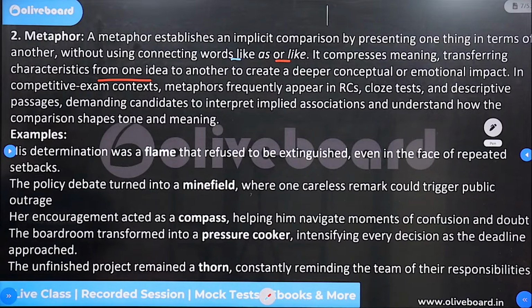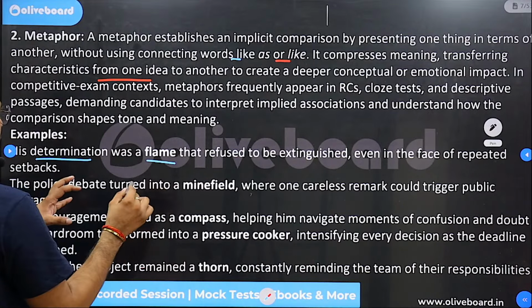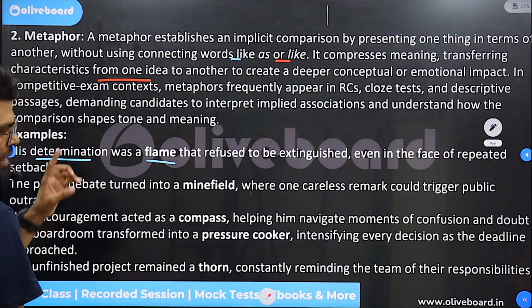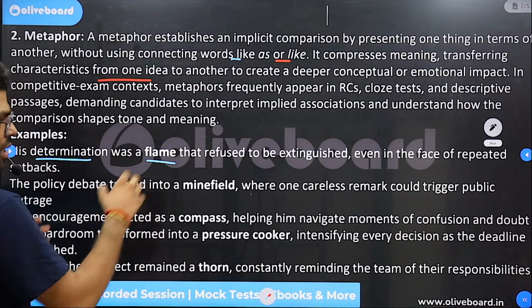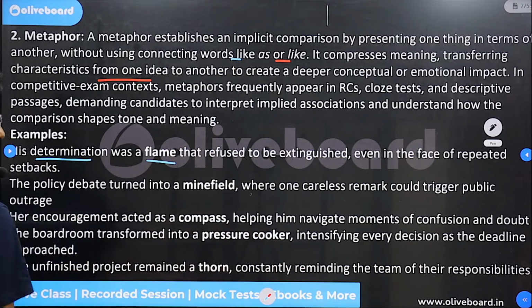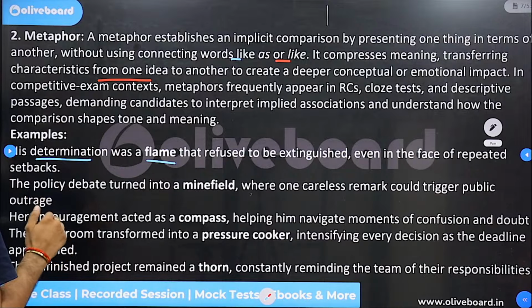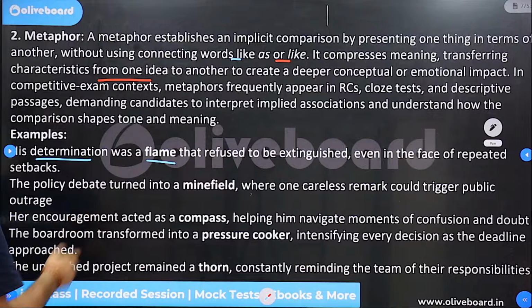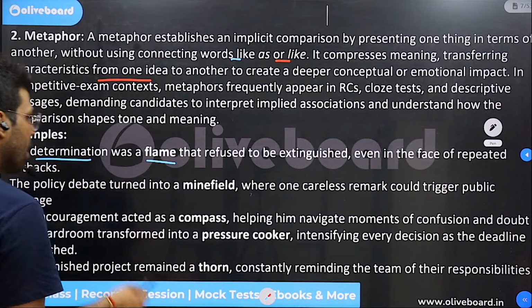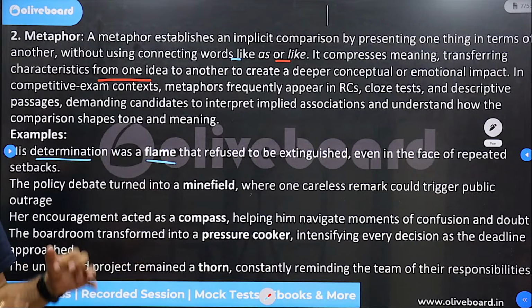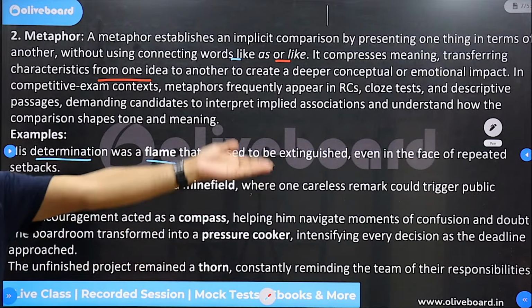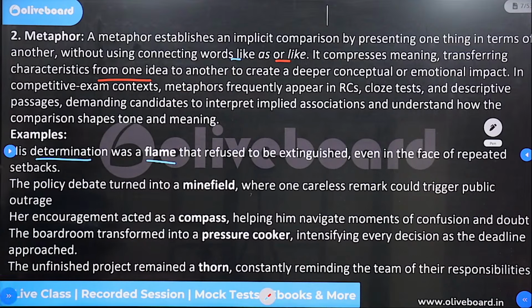Feel this. His determination was like a flame, simile. Because determination is an abstract concept, and a flame is a different thing, a concrete noun. We can see flames of fire. So if we say determination was like a flame, simile. But we are not saying like a flame. His determination was a flame. Now, determination can't be a flame or spark or fire. They are two different things, but we have implied that it refused to be extinguished even in the face of repeated setbacks. Fine, that's metaphor. Implied simile.